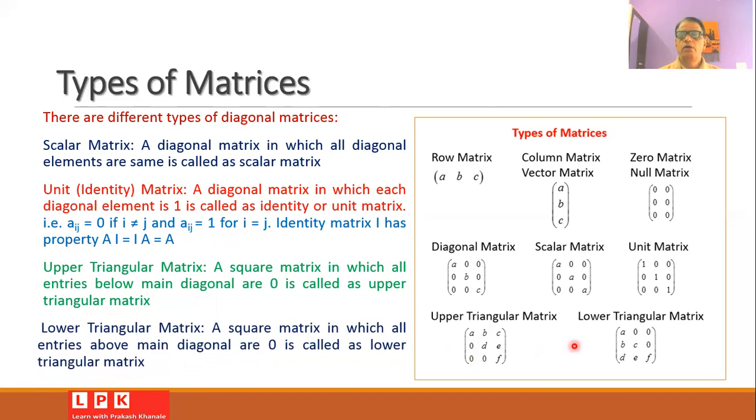There is a concept of a lower triangular matrix. A lower triangular matrix is a matrix in which all the entries above the main diagonal are equal to 0. And therefore, one can easily observe that the entries in this matrix above the main diagonal are equal to 0, and therefore this matrix can be called a lower triangular matrix.